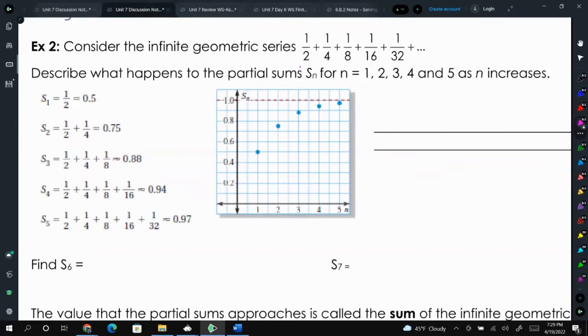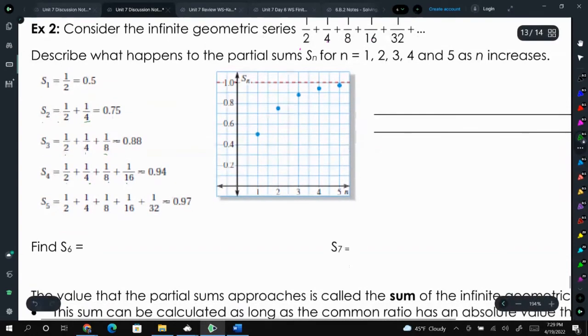And over here, what we've done is look and see: if we just have the first term, adding that up, we get 0.5. We add up the first two terms, we get 0.75. Add up the three terms, we get 0.88. Add up the first four terms, we get 0.94. Add up the first 5 terms, we get 0.96. Well, we see that these sums are approaching a value, and it seems like it's approaching 1.